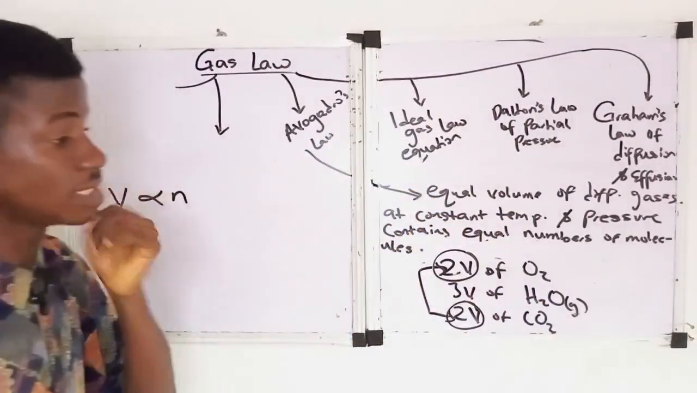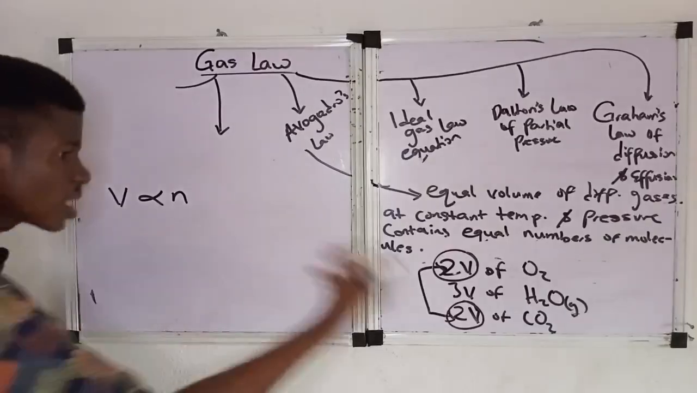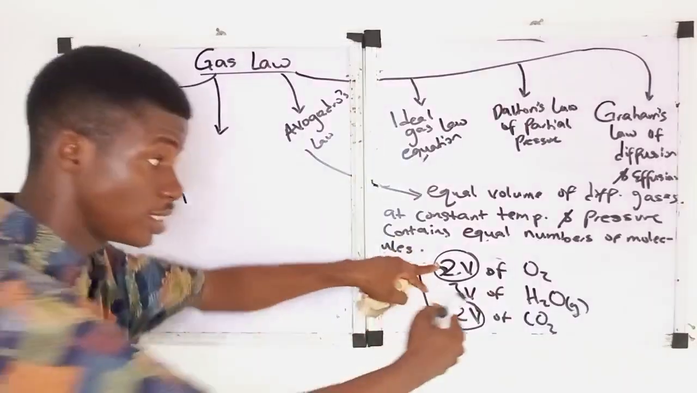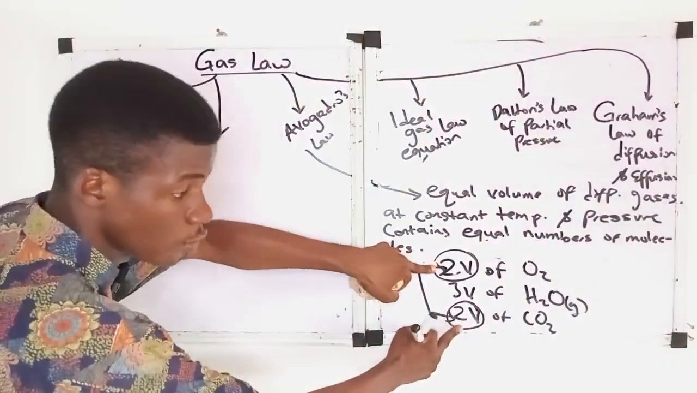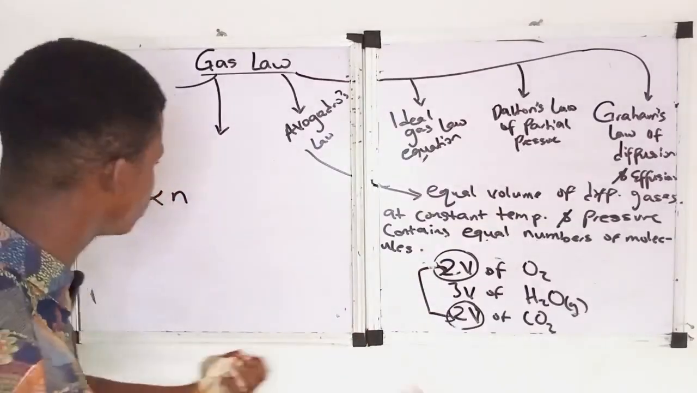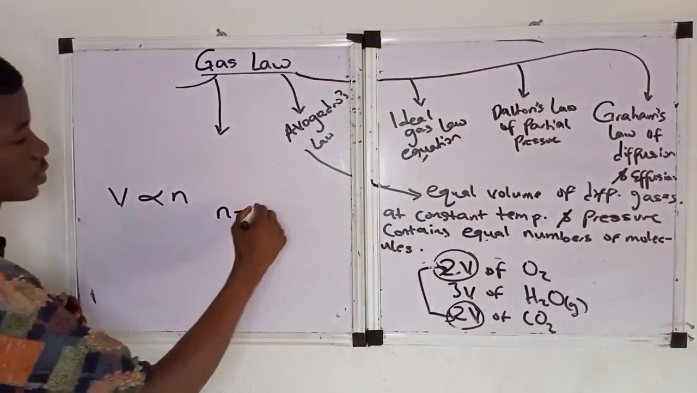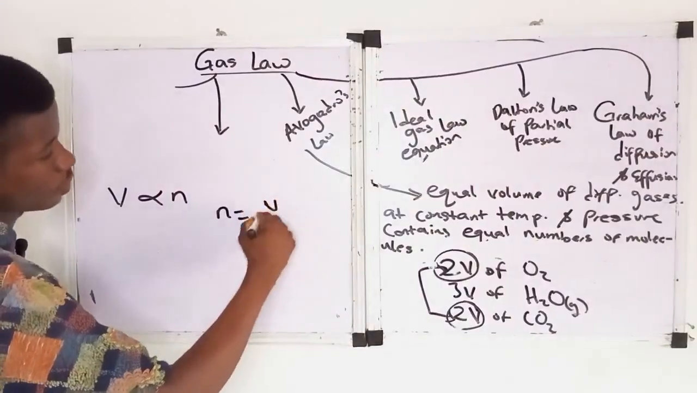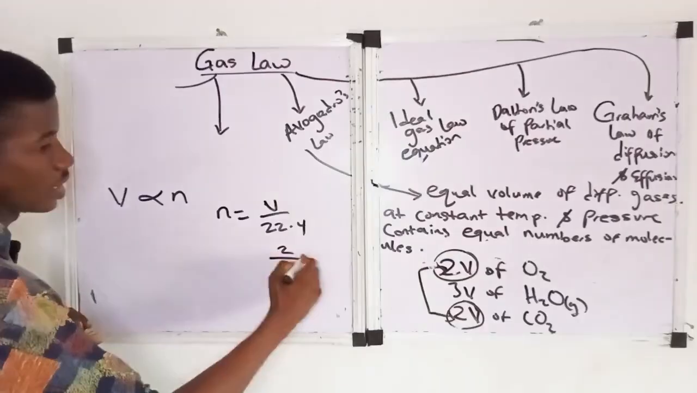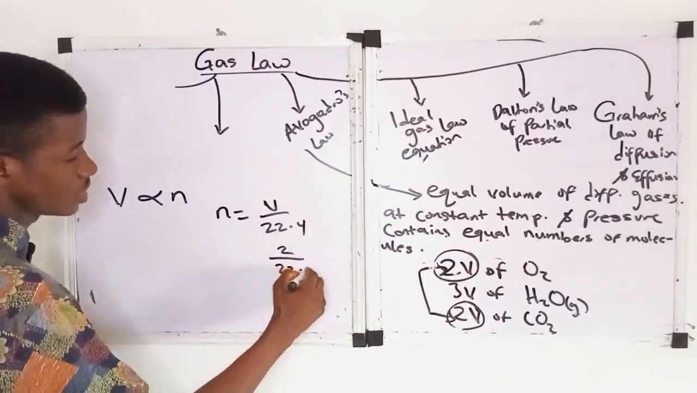That is just it. Yes, we can prove it, and we find out that these two have the same volume. We also have the same number of moles. Let's just prove it. Number of mole is equal to volume over 2.4, right? Now where's the volume of oxygen? Yes, 2. That's 2 divided by 2.4.